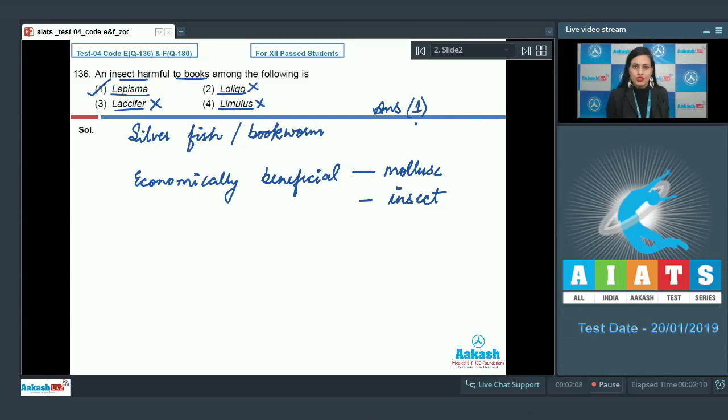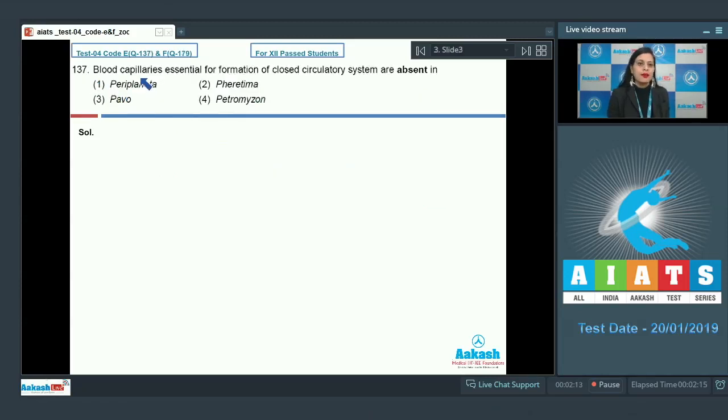Let's proceed to the next question. Question number 137. Blood capillaries essential for formation of closed circulatory system are absent in. So basically these blood capillaries are a feature of closed circulatory system. So you need to find out that among the given options, which organism has open type of circulatory system.